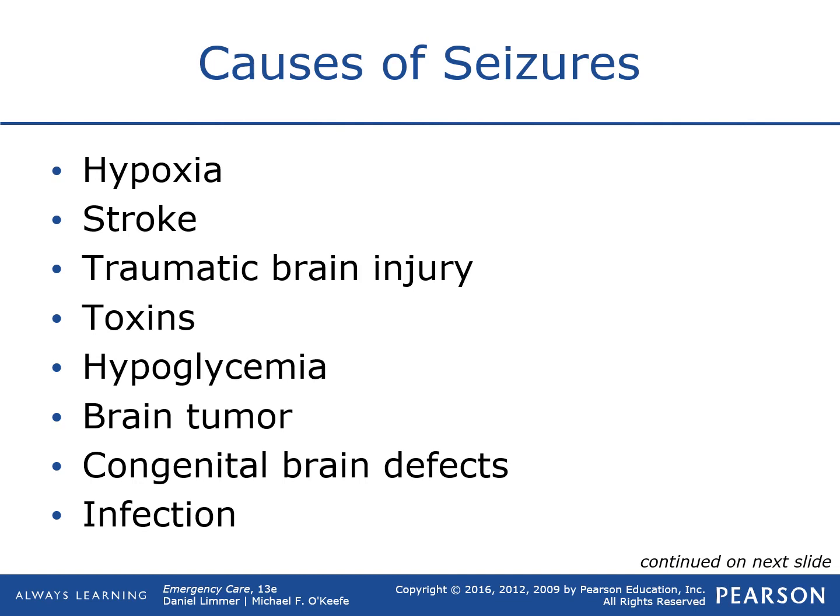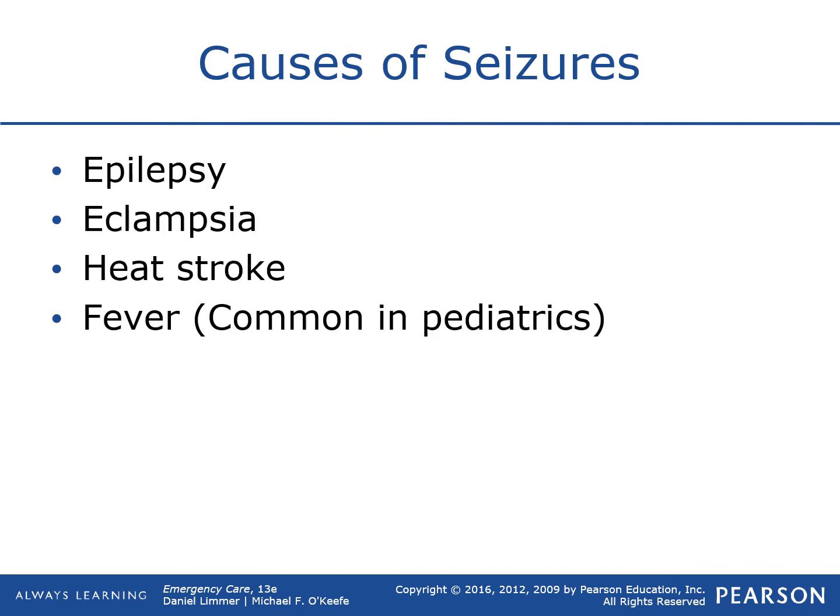Toxins that affect how the brain functions. Hypoglycemia, as we talked about, we're interrupting the glucose supply. A brain tumor, so that's something that can put excess pressure on the brain, and it will affect how the brain actually normally functions. Any congenital brain defect that affects how the brain functions. Infections will sometimes affect how the brain functions, especially if the infection gets into the brain itself. Epilepsy, which is a disease that causes seizures.